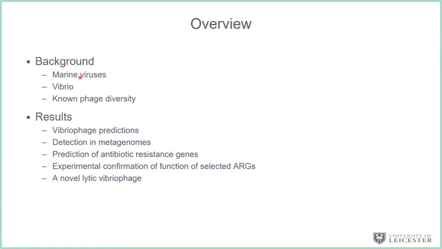So today I'll be talking a little bit about the background of why we study marine phages, what we know about vibrios and phage diversity, and then some of the work that we've been doing looking at vibrio prophages, their detection in metagenomes, some of the functional genes that they carry, and some of the experimental confirmation of these genes, so antibiotic resistance genes. And then if there's time, a little bit about a novel lytic vibriophage that we've isolated and found to be quite unusual.